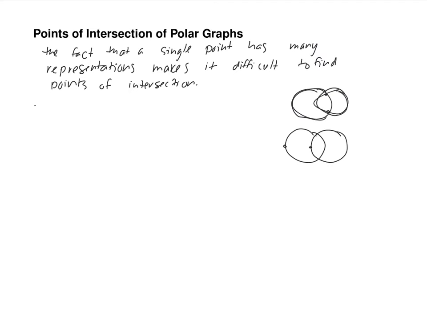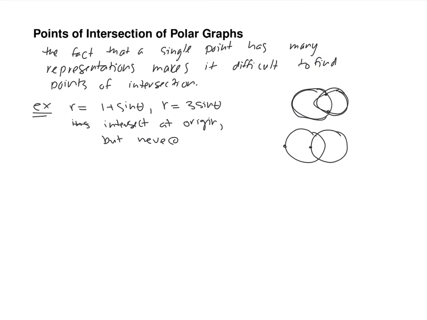And so, for example, we have, at least in one example, we're going to graph 1 plus sine theta, and we're going to graph the curve 3 sine of theta. These intersect at the origin, but never at the same theta. So the origin is still a point of intersection, it's just that they don't happen to be there at the exact same moment. And the point here is that you really have to graph the curves to be sure you got them all.